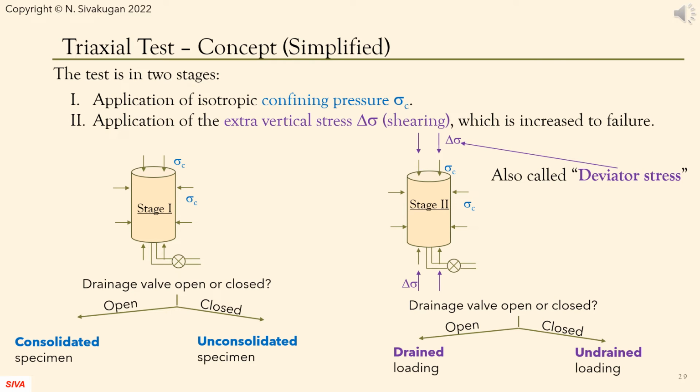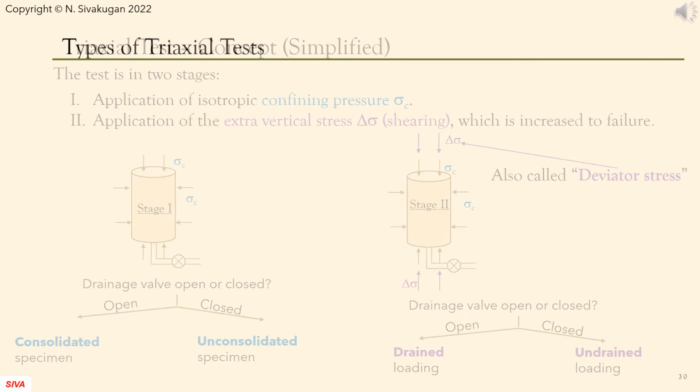Triaxial test is carried out in 2 stages. In the first stage, we apply an isotropic confining cell pressure sigma C around the soil specimen. If the drainage valve is open, the specimen gets consolidated. If the drainage valve is closed, the saturated soil specimen does not get consolidated and remains at the same moisture content. In the second stage, we apply the additional vertical stress delta sigma and increase it until the specimen fails. During this stage, if the drainage valve is open, the loading is said to be drained; if closed, it is undrained.